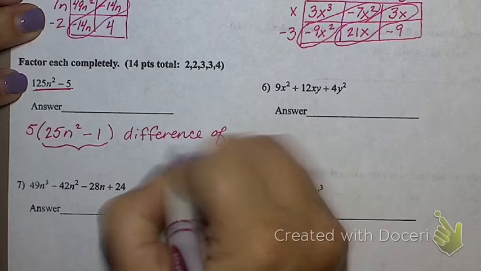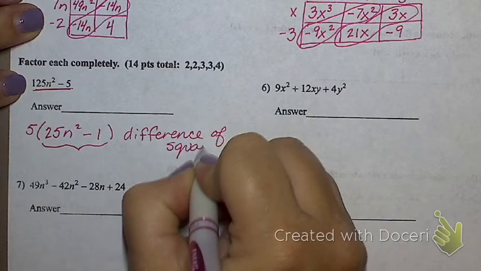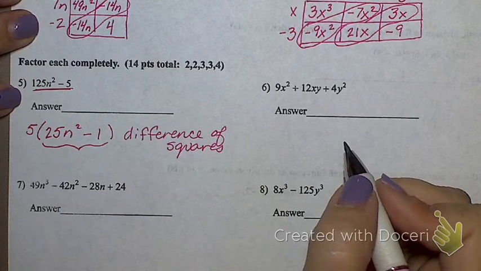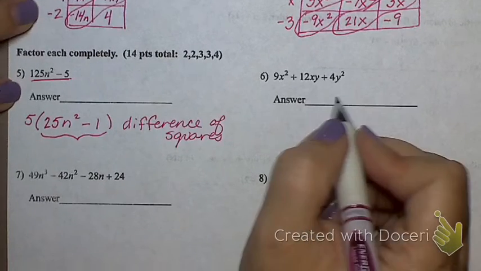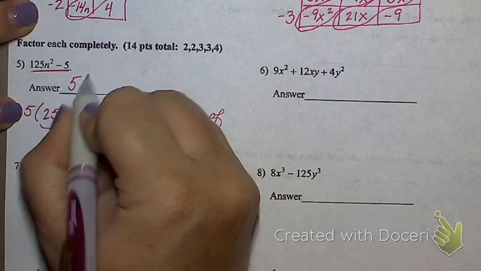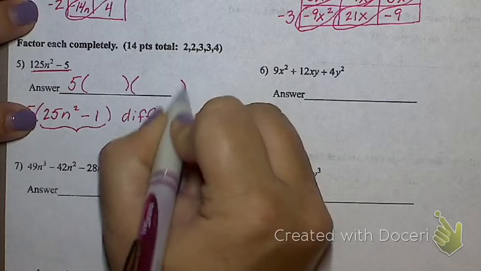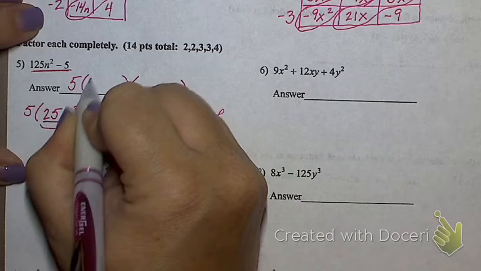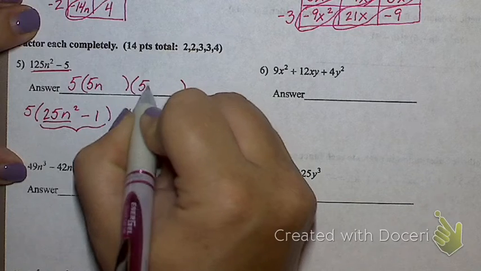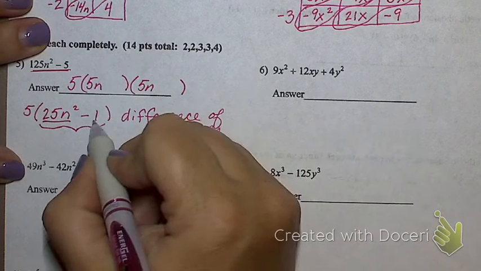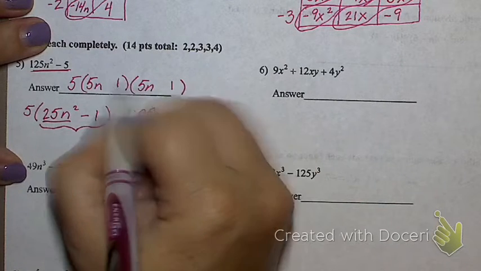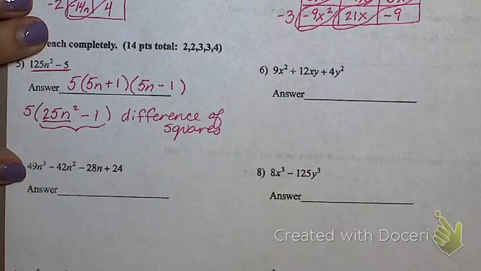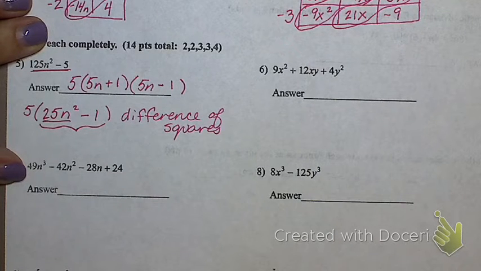This right here, we know as a difference of squares. A lot of people missed that. I don't know if it was the 25 that threw them off or the 1, but 1 is a square number. So I have a 5 out in front, and then what is this 25n squared minus 1 going to break into? Well, 25n squared, the square root of that is 5n. So there's my 5n and 5n. Square root of 1 is 1. Make 1 a plus, 1 a minus, and now you're done. Does that make sense?